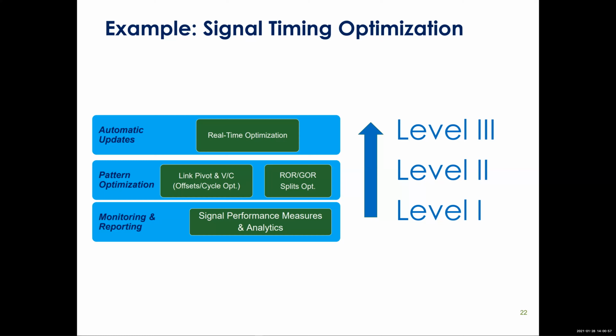And once we got to that fine tune, we went and ran real-time optimization, which is an adaptive traffic control, where it's doing it on an automated basis every minute or anywhere between 1 and 3 minutes.